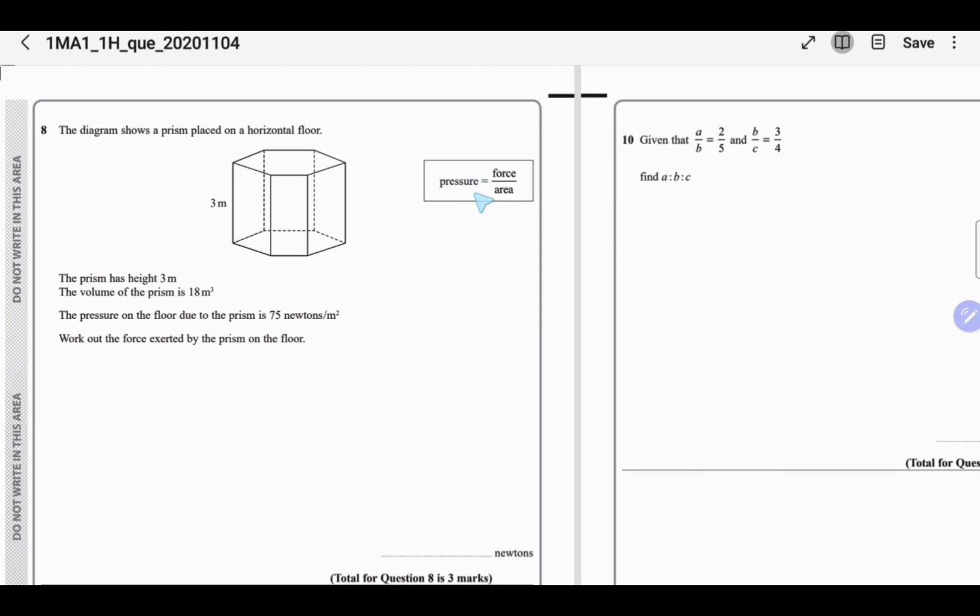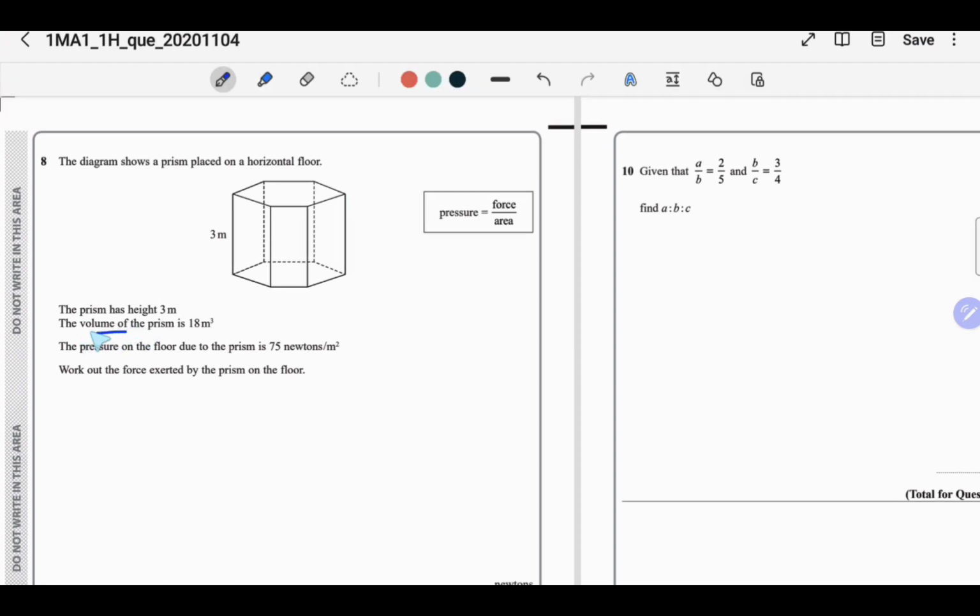Okay, they've told us that pressure is equal to force over area. They've given us the volume already and the height of the prism. So for any prism, you should know that volume is equal to its area times its height, alright? So it means that our area would be the volume over the height, which equals 18 over 3, and that will be 6, not centimeters, meters, okay?